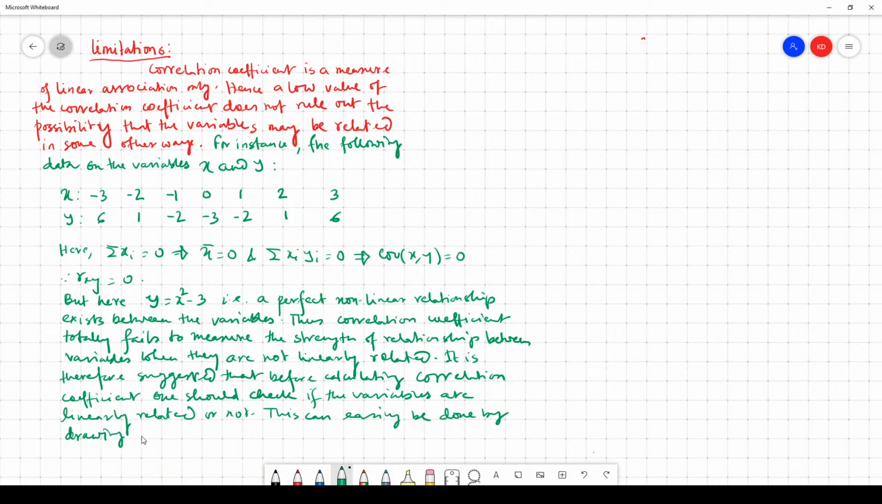Actually, I mean to say correlation coefficient exists means x and y are linearly related. If correlation coefficient is 0 or very small, this does not imply x and y are not associated. We can only say that there is a poor correlation, poor linear association between x and y, or there is no linear association between x and y. That's all. Not more than that. Drawing a scatter diagram.